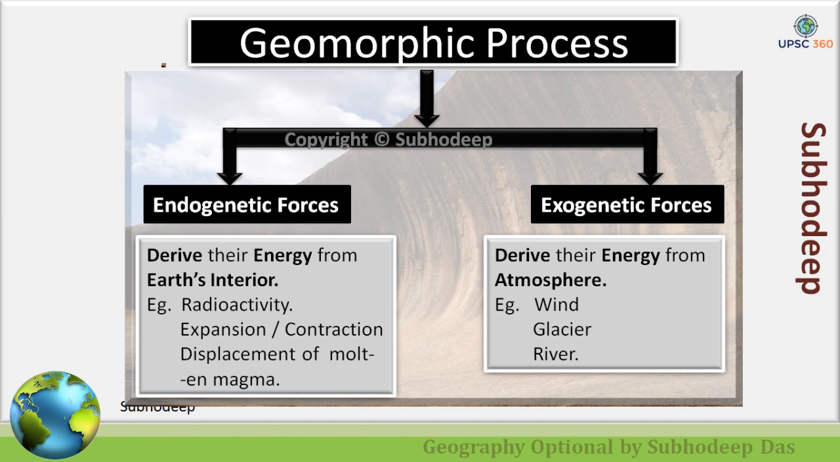There are two kinds of geomorphic processes. First is endogenetic forces, second is exogenetic forces. Endogenetic forces are those kinds of forces whose energy is supplied by the Earth's interior, like radioactivity, like displacement of molten magma, which results in the formation of volcanic mountains, right? Like expansion of the earth surface, like contraction of the earth surface. These are basically endogenetic forces, because in these we get the energy from within Earth.